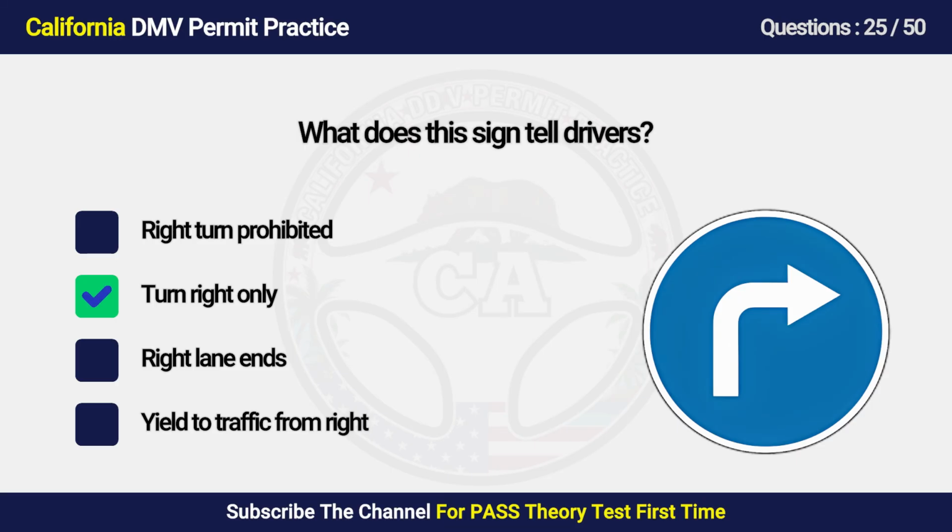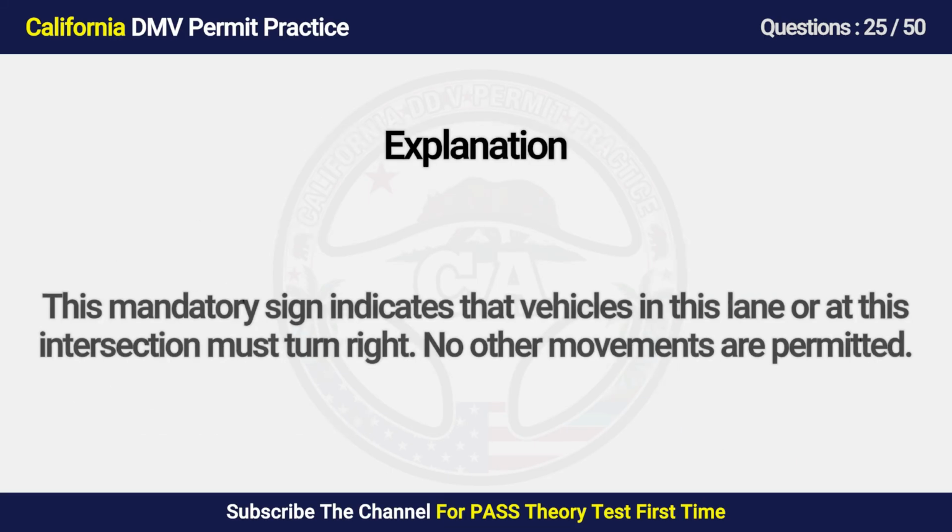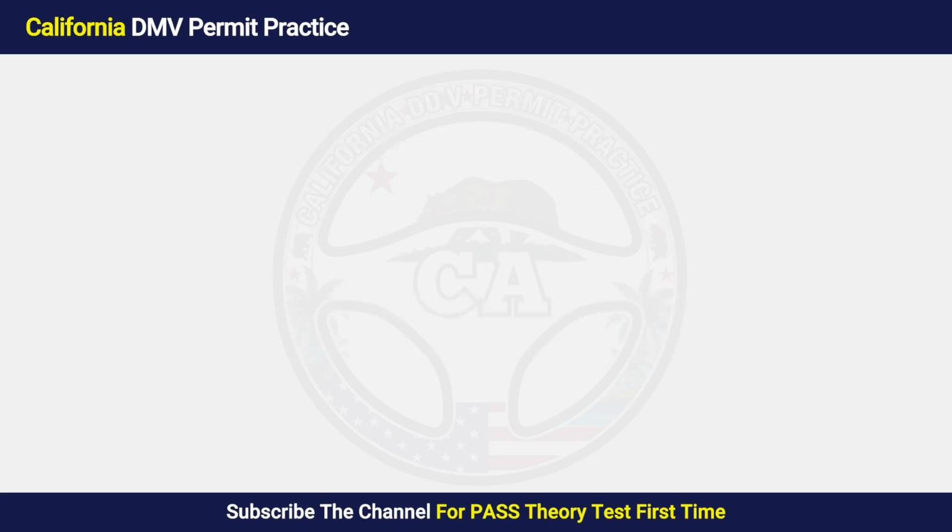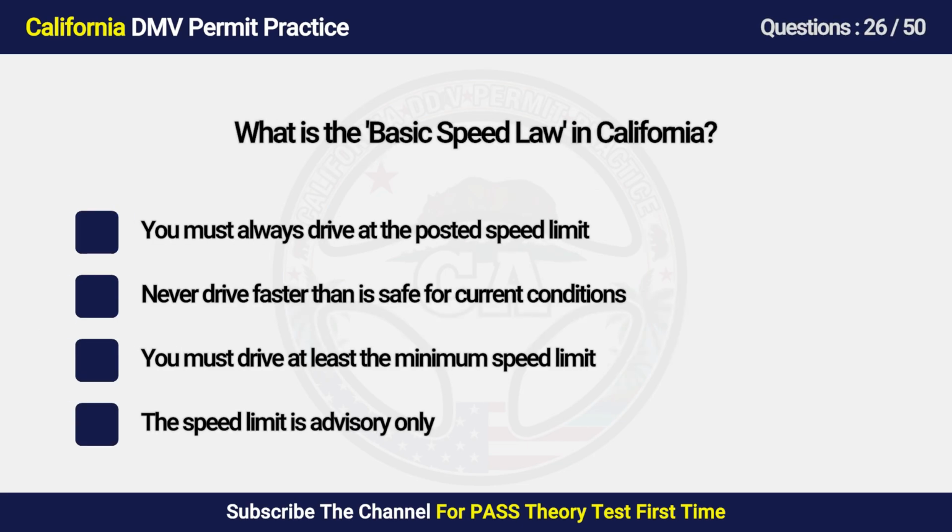Answer is B. Turn right only. This mandatory sign indicates that vehicles in this lane or at this intersection must turn right. No other movements are permitted. Question 26. What is the basic speed law in California? A. You must always drive at the posted speed limit. B. Never drive faster than is safe for current conditions. C. You must drive at least the minimum speed limit. D. The speed limit is advisory only.